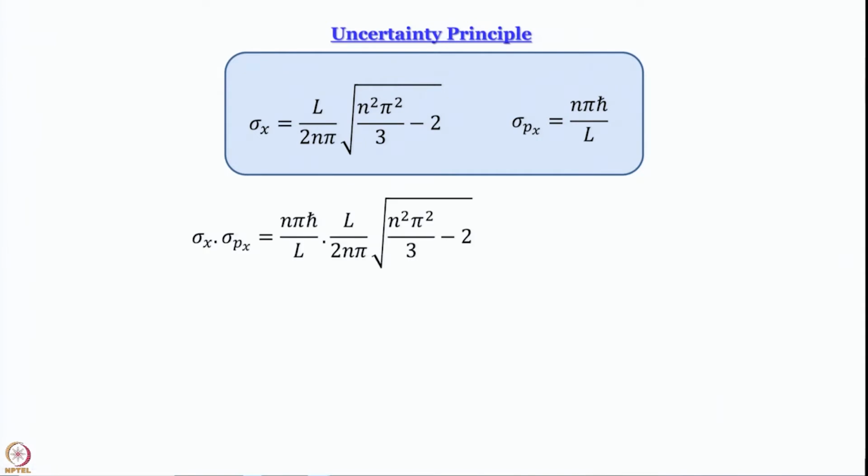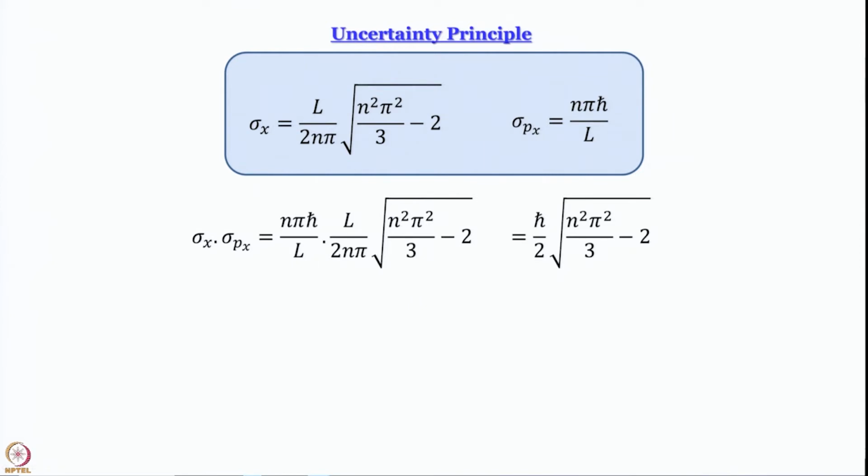Let us multiply them. This is what we get. What happens here? L and L cancel each other, n pi and n pi cancel each other. So, you are left with h cross by 2 outside the square root sign. Inside the square root sign you have n square pi square by 3 minus 2. This is what you get.